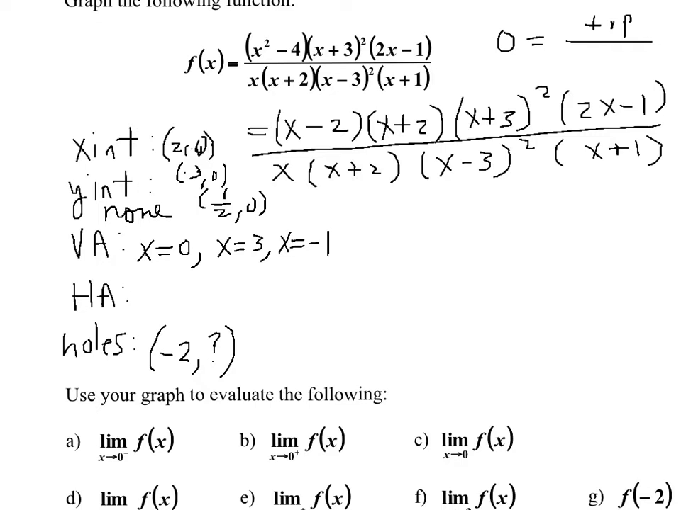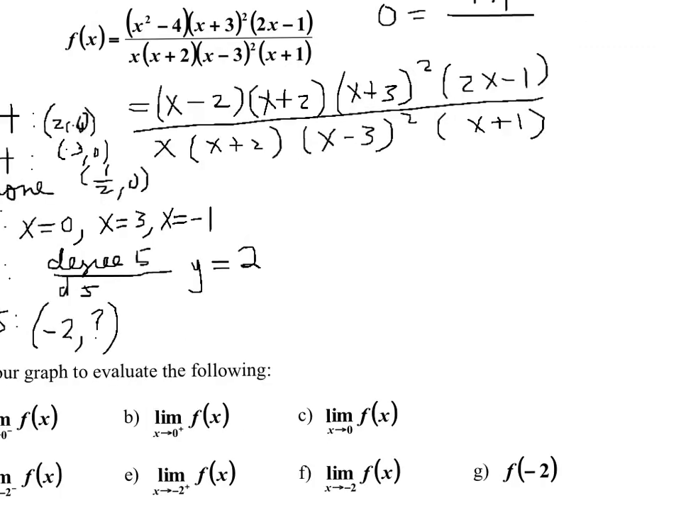Now for horizontal asymptotes, you count the degree of the top. I can see the degree of the top here is going to be degree 2. If I multiply by another 2, that's 4, 5. So the degree of the top is 5. And the degree of the bottom is 1, 2, 3, 4, 5 as well. So that means there's going to be a horizontal asymptote at the ratio of the leading coefficients. If I multiply the top out, I'm going to get 2x to the 5th. And on the bottom, I'm going to get just plain old x to the 5th. So y equals 2 is going to be a horizontal asymptote.